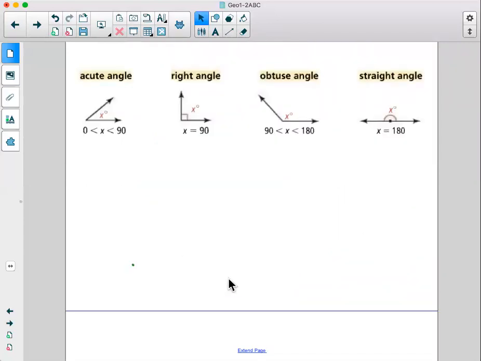Now we can name angles, types of angles, or we can put angles into categories based on their measurements. Acute angles are angles whose measurements are between 0 and 90 degrees. Right angles are angles whose measurements are exactly 90 degrees, and we're going to be doing a lot of work with right angles later in the course. An obtuse angle is an angle that's bigger than 90, but still less than 180 degrees. And a straight angle is exactly 180 degrees.